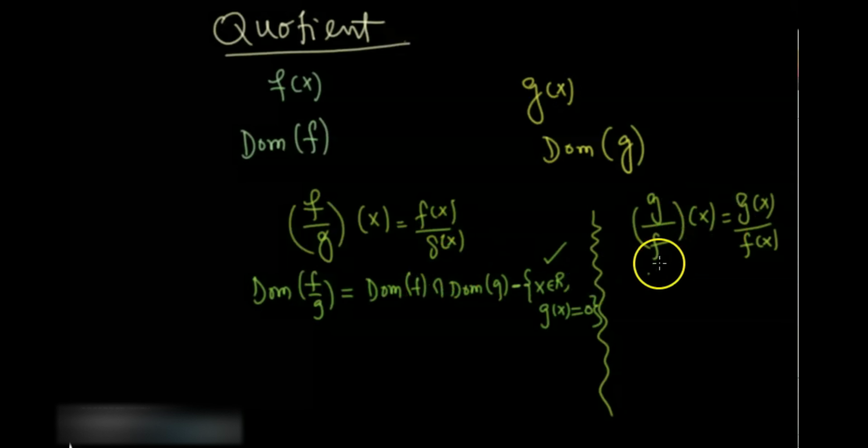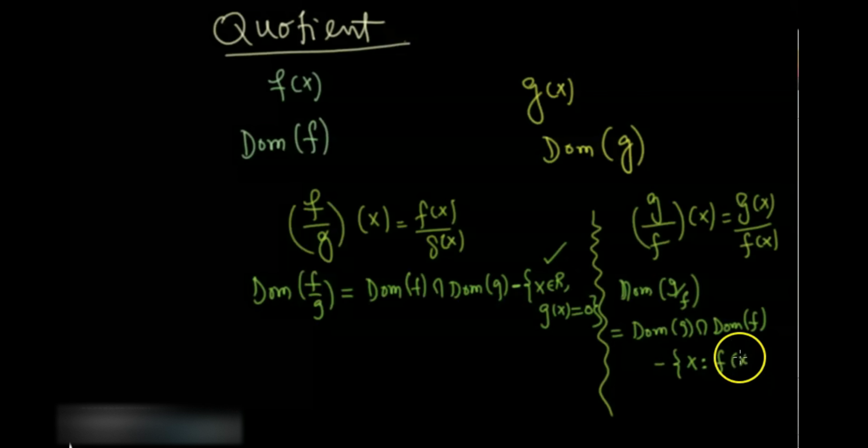Similarly, in this case, the domain of g over f is equal to the domain of g intersection with the domain of f, and after taking the intersection, you have to take the difference of those values where f of x is 0. So you have to do these additional things: first the intersection, and then exclude those values where the denominator is vanishing. Without any delay, let's start with an example.